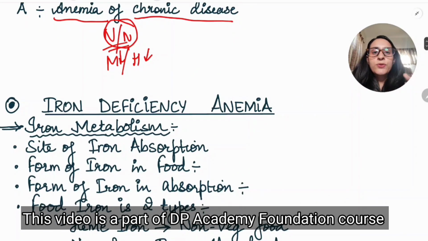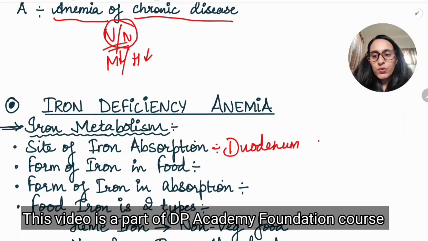So coming to this topic, iron deficiency anemia, the most common nutritional deficiency in our country. From where does iron absorption take place? Very important point: it is the duodenum from where the iron absorption takes place. The site of iron absorption in the body is the duodenum.